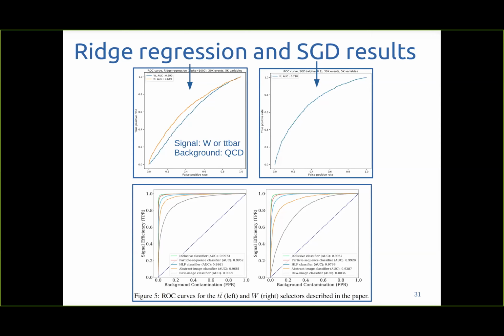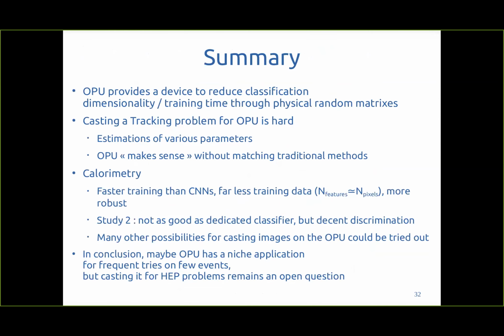So as a summary, we have this device, the optical processing unit, that provides a way to reduce classification dimensionality and the training time. And to do this, it computes random matrices in a physical way. Now, can we cast it for physical problems? For tracking, as we saw, it's hard. We can estimate various parameters in really toy models of one track in a simplified detector. For more complicated problems, it makes sense without really matching traditional methods.